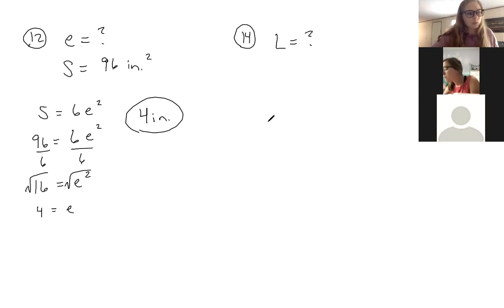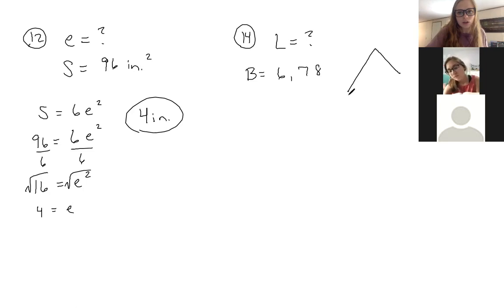So number 14, we are looking for the lateral surface area. We've got triangular prisms we're dealing with. Number 14, they give us the base is 6, 7, and 8. So I can kind of just draw a triangle over here. This is side 6, 7, and 8. This is the base of my triangular prism, and they give us the height, which is 10.